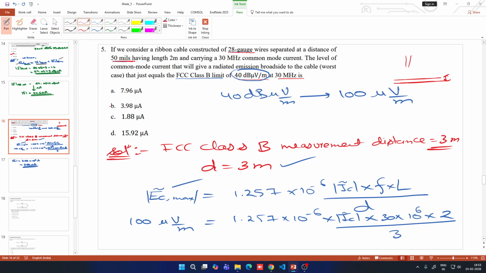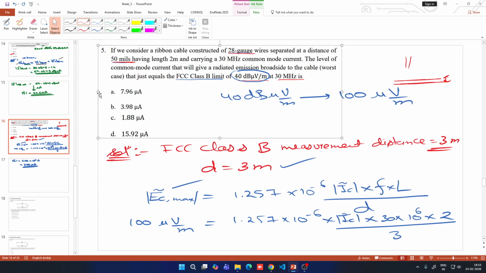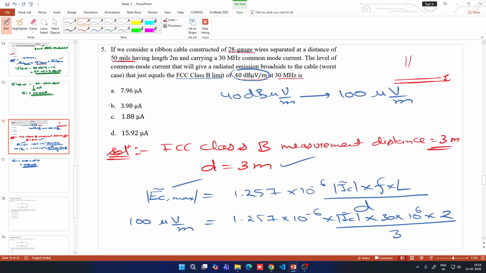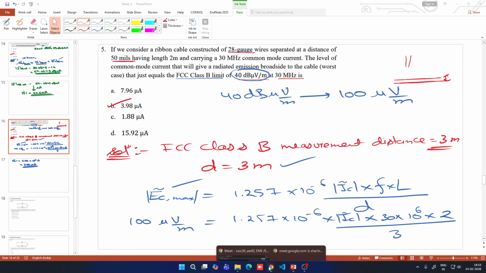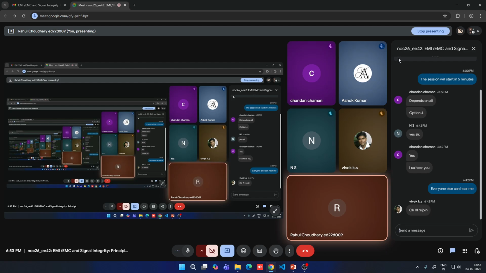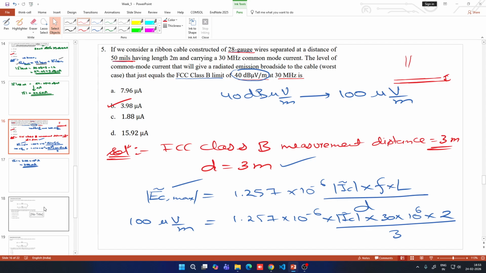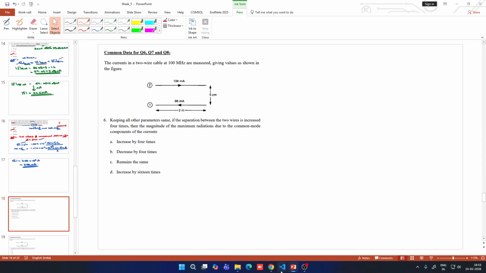Sorry, option number B, because the answer is 3.98, right? So the correct option is option number B. I hope question number 5 is clear. If you have any doubt in this, please let me know. So if this is clear, we will move on to the next problem.